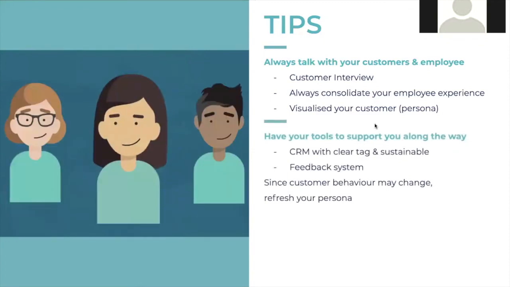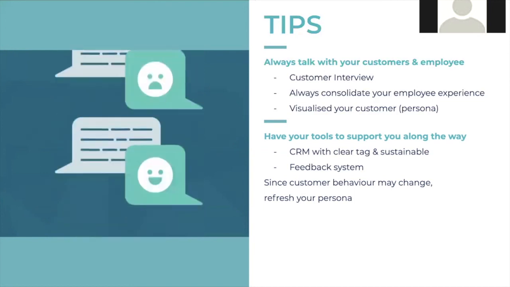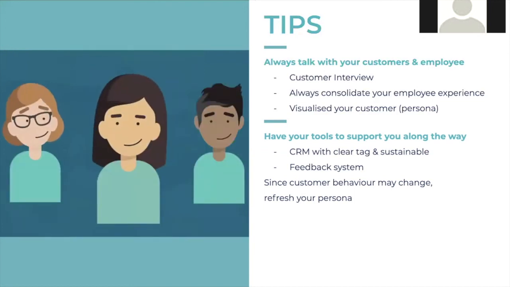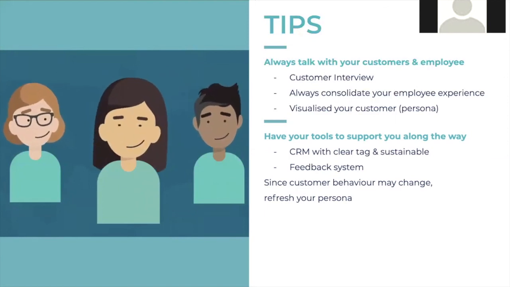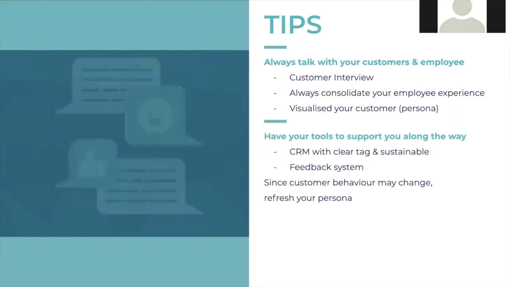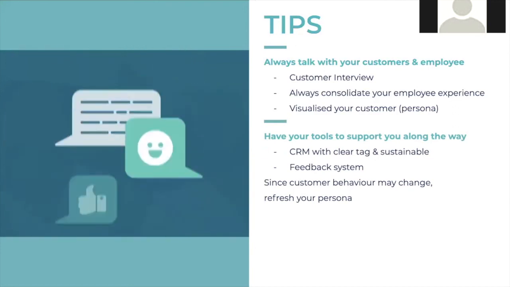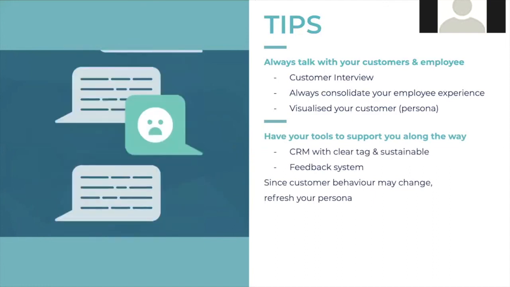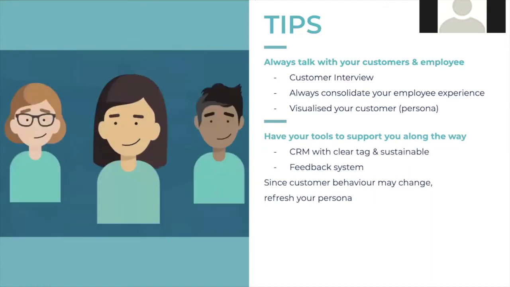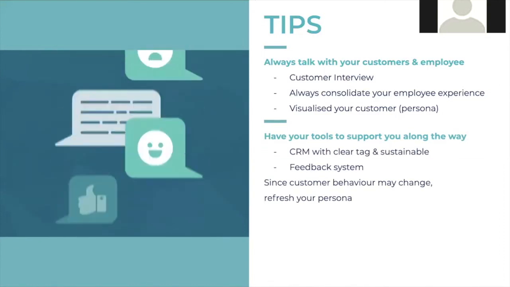Second tip, always have the tool to support you along the way. What kind of tool am I referring to? For example, you can look into a CRM with clear tags, and make sure your CRM is sustainable. One example is a lot of people are using spreadsheets, but you can look into how often you change your spreadsheet. Maybe every semester or even every year you will change your spreadsheet once, and the data is not very sustainable, right? So if we decide to use XPA, then let's stick with XPA and make sure you have clear tags on it.